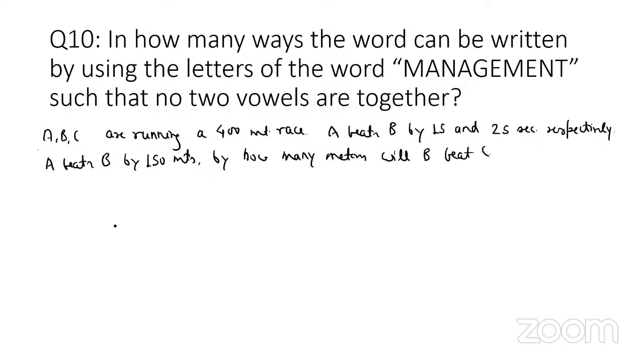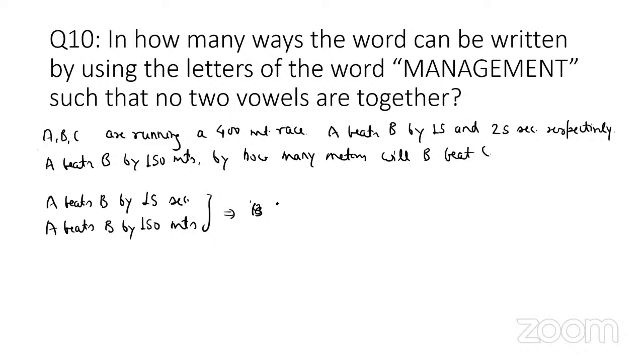Guys, from two statements, that A beats B by 15 seconds and A beats B by 150 meters, we can actually find a relation that B travels 150 meters in 15 seconds. We can find a relation with the help of these two statements that B travels 150 meters in 15 seconds.